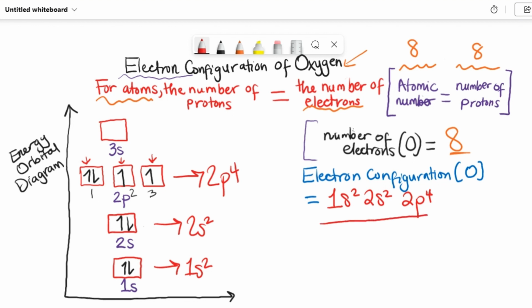Now, to make sure that you got the answer correct, you have to follow the orbitals from the lowest energy orbital, so from 1s, 2s to wherever it's filled up, and you have to make sure that we used up all 8 of our electrons correctly. And if you count the number of electrons up top, you have 2 plus 2, 4, 4 plus 4 is 8. So our answer is correct. And the electron configuration for oxygen is 1s2, 2s2, and 2p4.